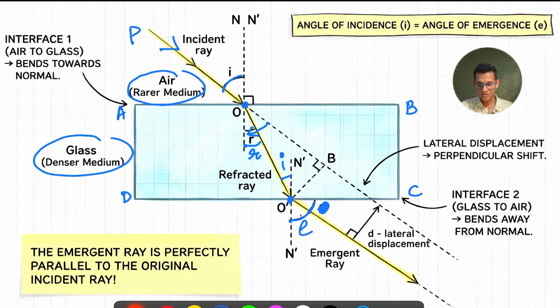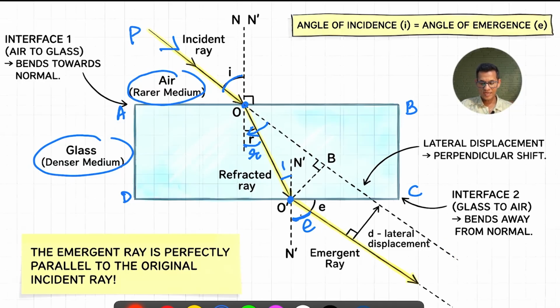It has been marked wrong here. So this is the angle of emergence. The angle formed by the emergent ray with the normal is called the angle of emergence. You would have noticed one more thing here, that the path of the incident ray, which is shown by the dotted line, is parallel to the emergent ray.